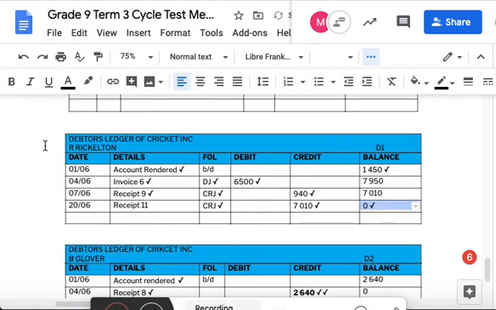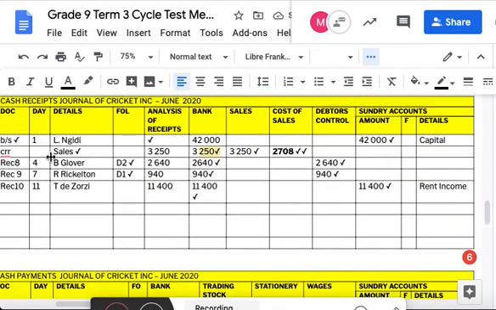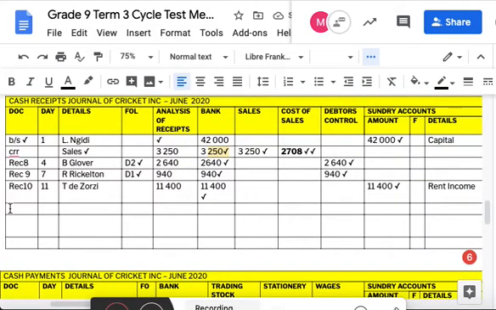Okay, now we just need to go up to the CRJ and put in this entry. They tell us we issue him with a receipt. What's the receipt number, Tegan?